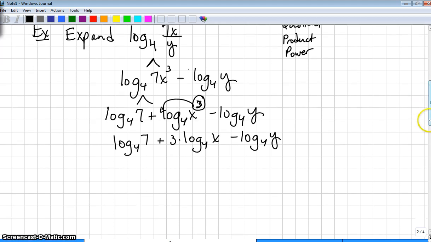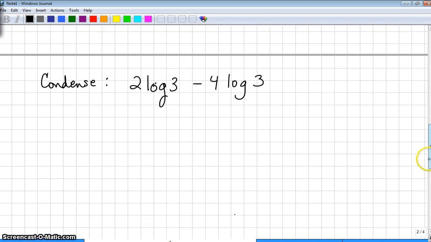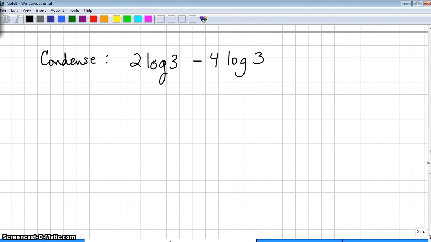In this next example, we're going to start with more than one logarithm, and we're going to condense it into one logarithm using the properties. Since we're condensing instead of expanding, we're going backwards in the order in which we use our properties. We're going to do power first, and then product, and then quotient.